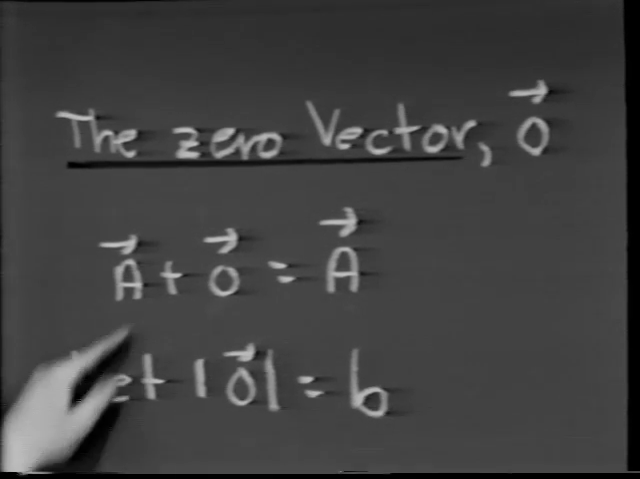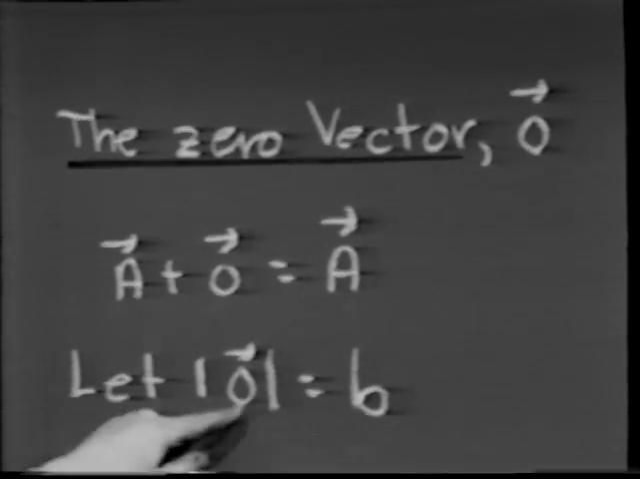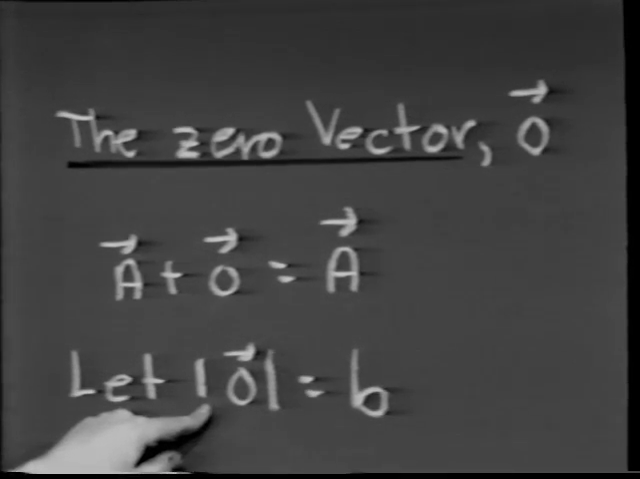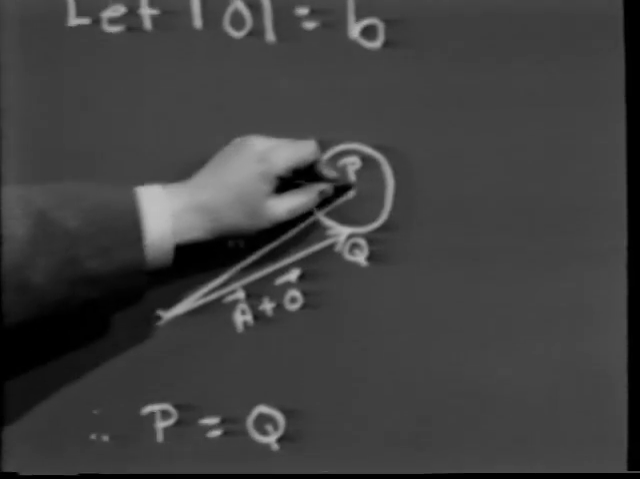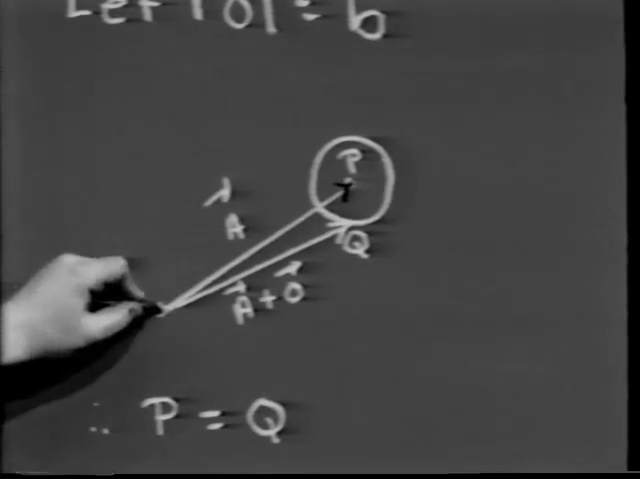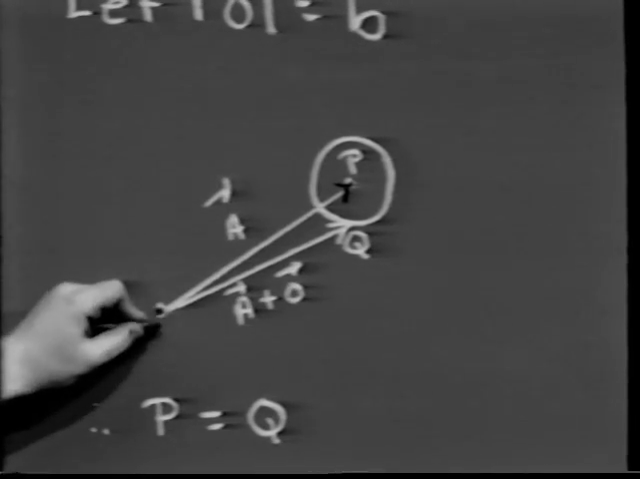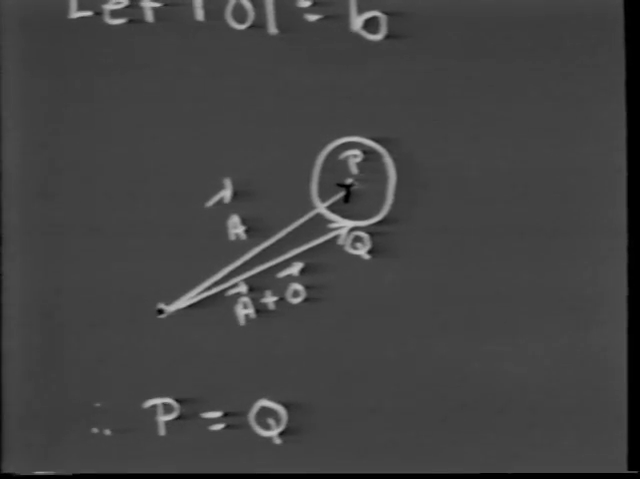Well, let's get an idea of what that means. Let B denote the magnitude of the 0 vector. What this means is what? How do I add 0 to A? I start with the vector A, and it originates here and terminates at the point P.